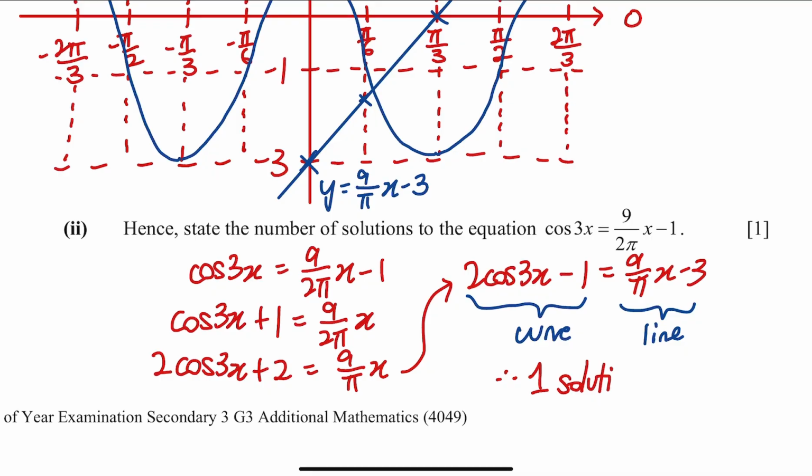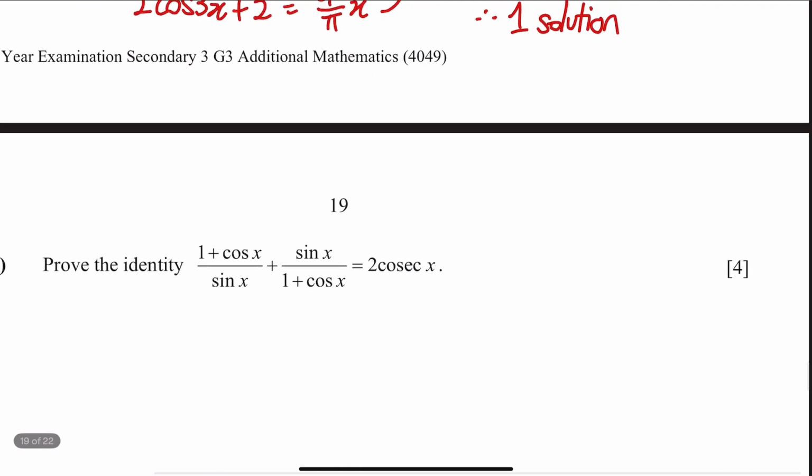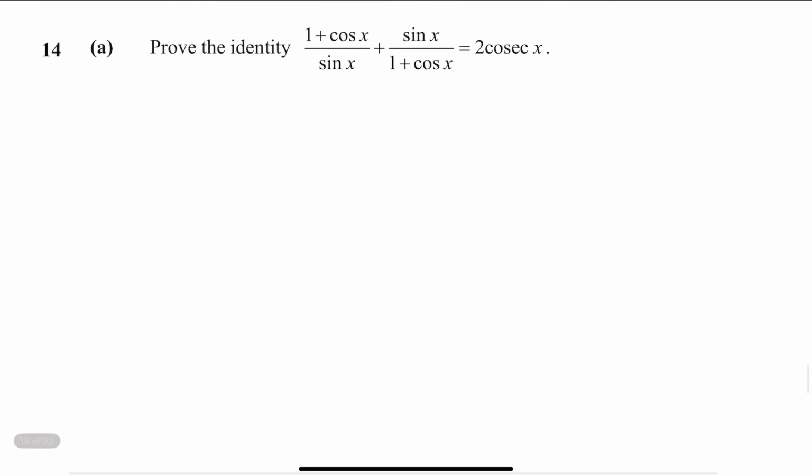Okay, take note, if you just write one, this will be marked wrong. You must show that this equation here is equivalent to this equation. Therefore, I can use the graph to explain why there is only one solution. Okay? Alright. Let's now move on to question number 14. Okay? Question number 14, prove this identity.